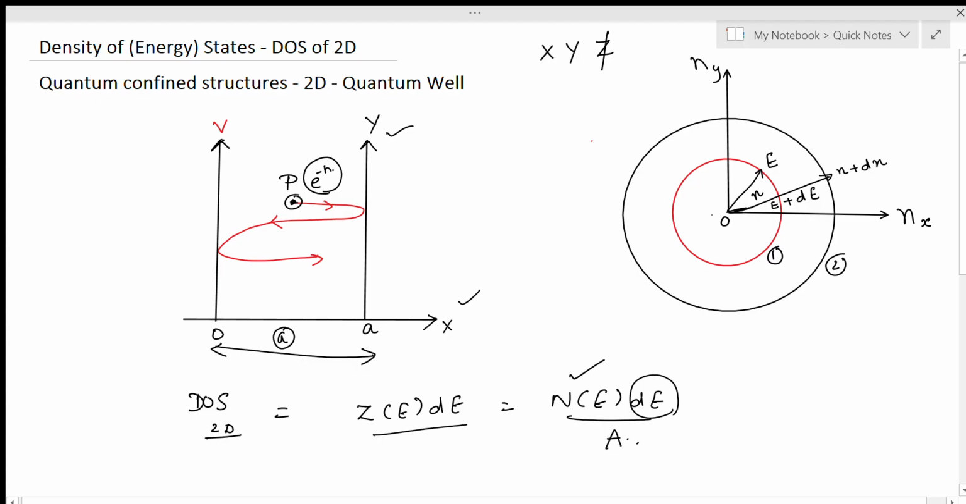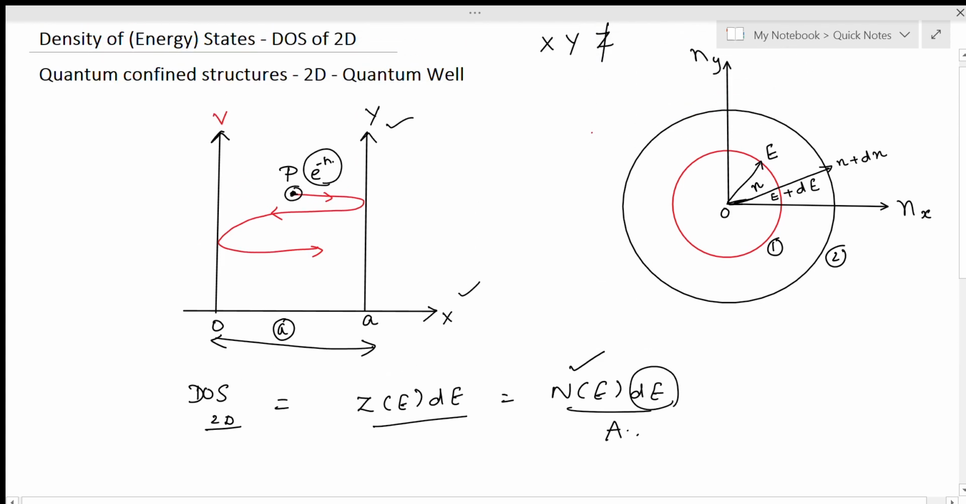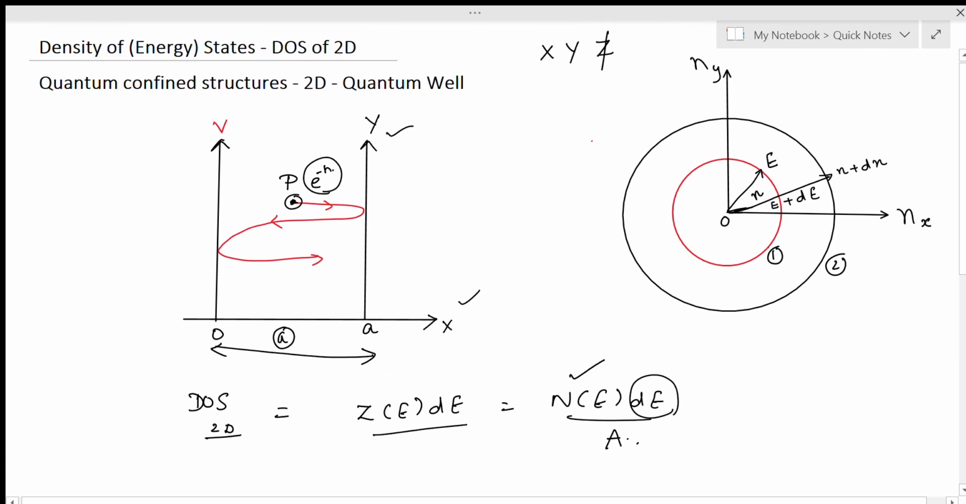Consider a circle. A circle is a two-dimensional structure. Let us consider two circles as shown in the diagram. Name them circle 1 and circle 2. The first circle is with radius n and with energy E. The second circle is with radius n plus dn and energy E plus dE. So, we are going to find the number of available energy states in this energy interval dE.